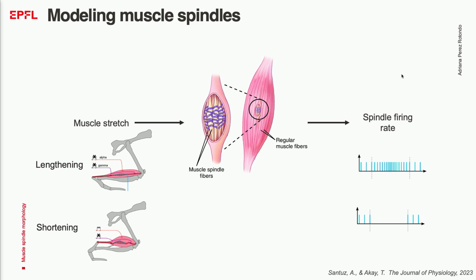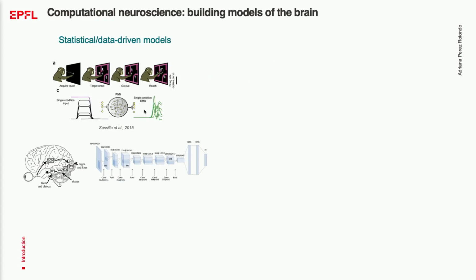We have recordings perhaps of the spindle firing rate, but these can vary so much depending on which spindle you're measuring and across animals and even within the same individual. Furthermore, even though we know a bit about the physiology here, we don't know enough. So what we do in computational neuroscience is we try to model this. And we can take many approaches.